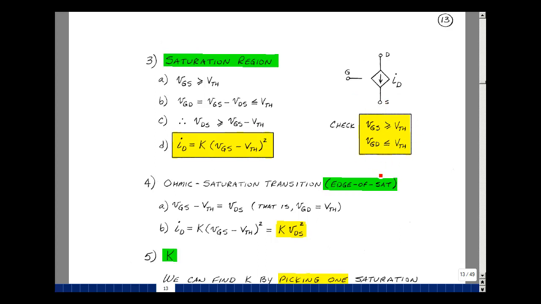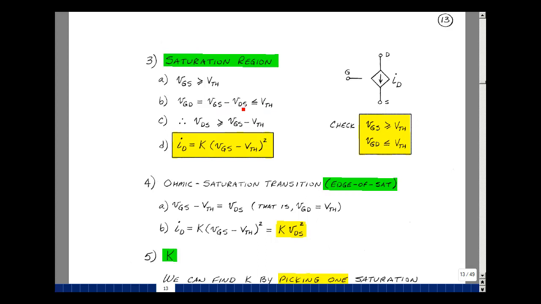correct guess. We have transition points, they're marked with dots on the previous page, going from the ohmic to saturation region. We're going to again call that the edge of saturation. And so we're taking a look at the fact that the ohmic region and the saturation region have some commonality to them. They both have that the gate source is greater than or equal to threshold, but the gate to drain is greater than or equal to threshold for ohmic and then less than or equal to threshold for saturation. So we could take the equality as the overlapping case.